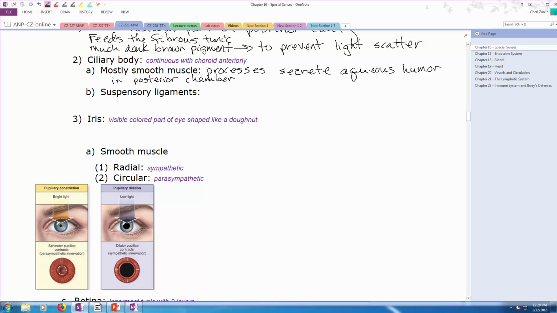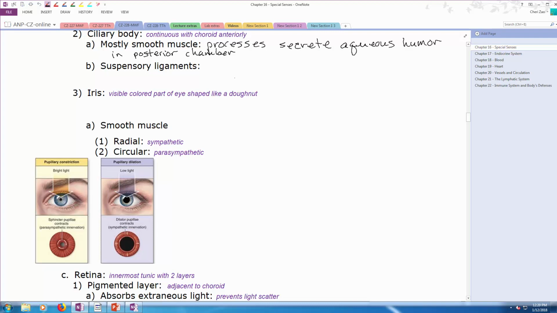An old-fashioned term for it was based upon the person who identified it, and Schlemm was the guy that identified it. It was called the Canal of Schlemm. I actually like the Canal of Schlemm. It's kind of fun to say for some darn reason. Rolls off the tongue pretty well. But it's the scleral venous sinus, sometimes referred to as the Canal of Schlemm. That's for the overflow of the aqueous humor.